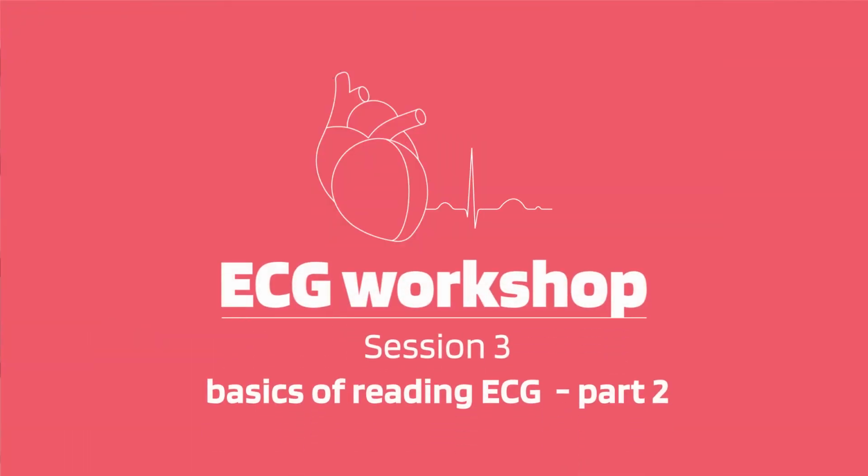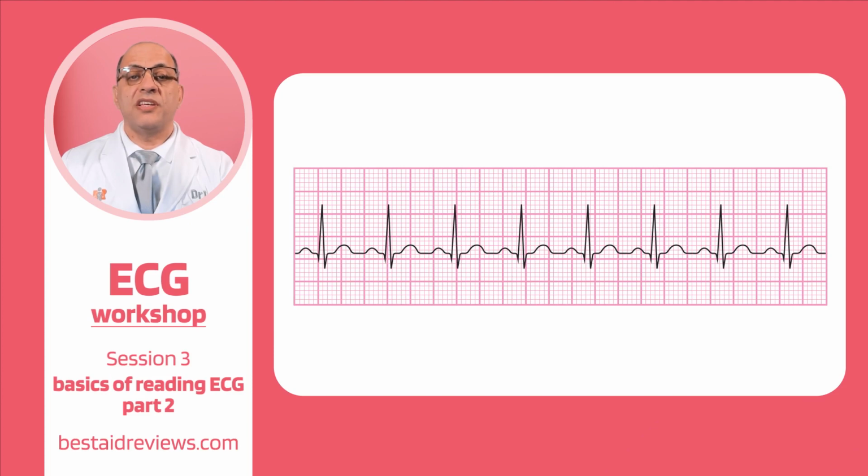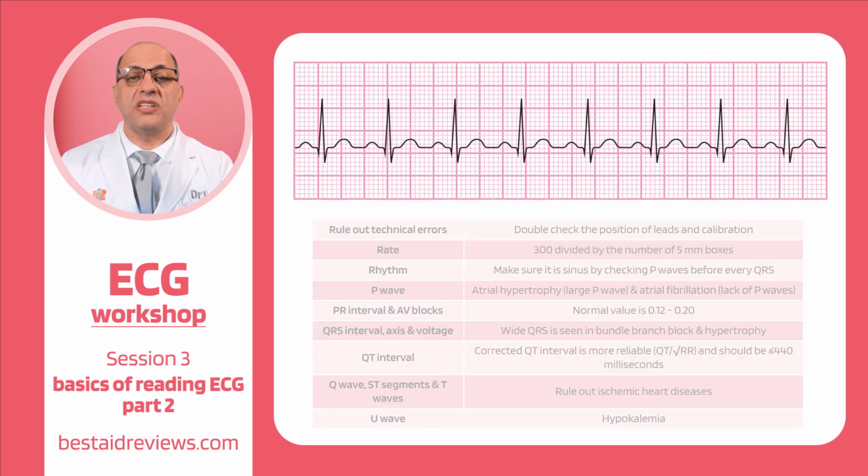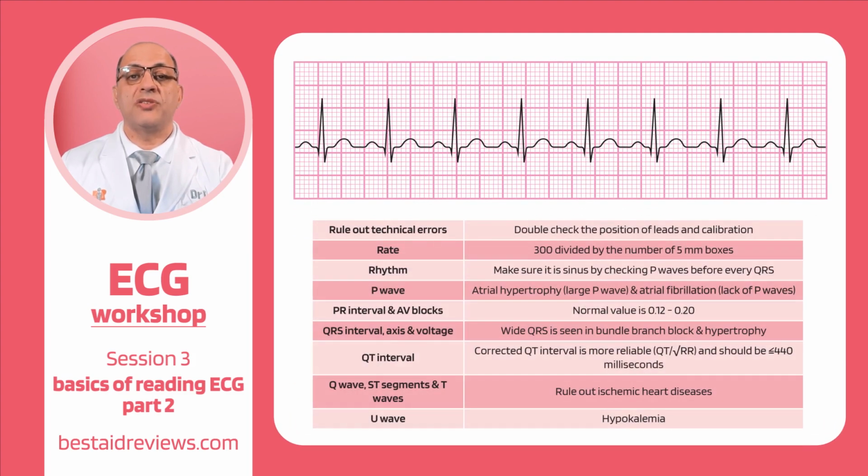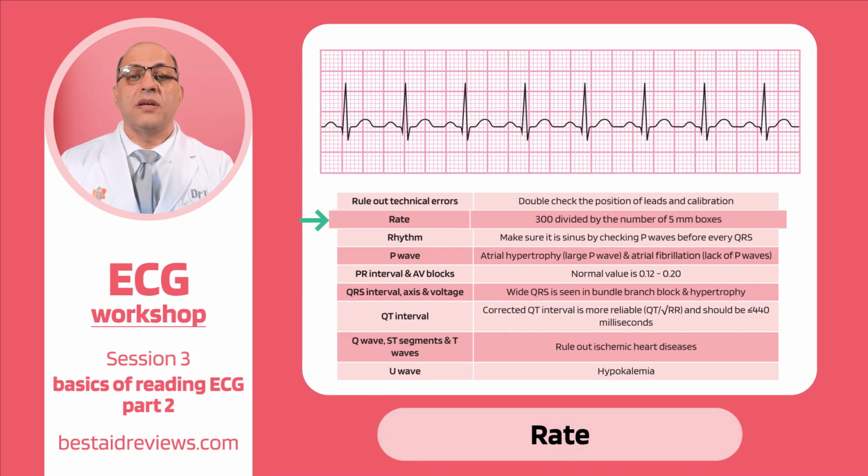This is session 3. So first we look at this EKG strip and try to analyze it. As we mentioned in the last session, we need to follow a pattern, a table, in order to get used to reading EKG and don't miss major findings. So first we look at the heart rate and we try to determine the heart rate.